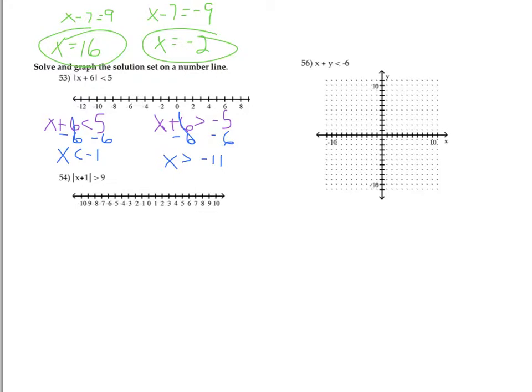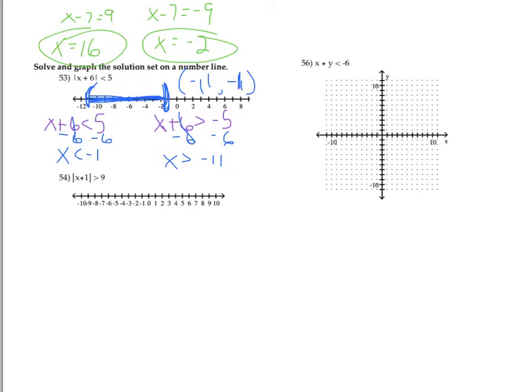Where's negative 1? It's right here. And then we're going to the left from negative 1. It's greater than negative 11, which is here, so we're shading in between, like so. And if we wanted interval notation, that would say negative 11, comma negative 1, because we're in between those two values.